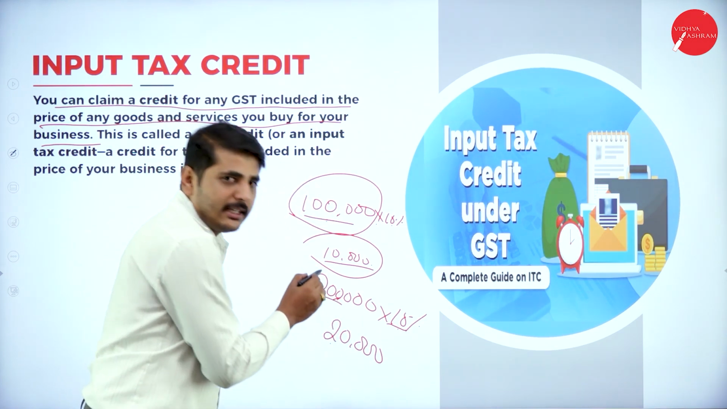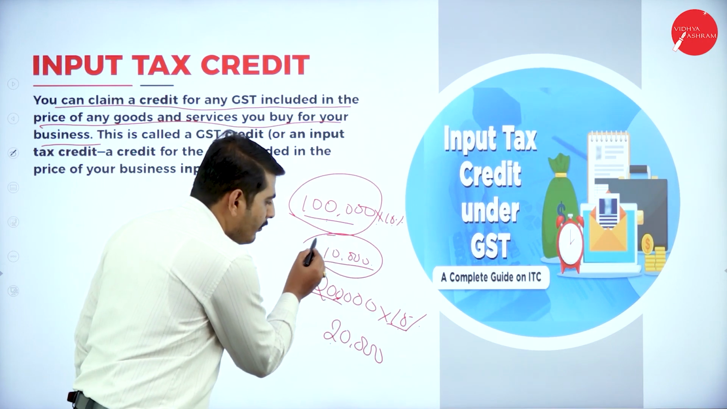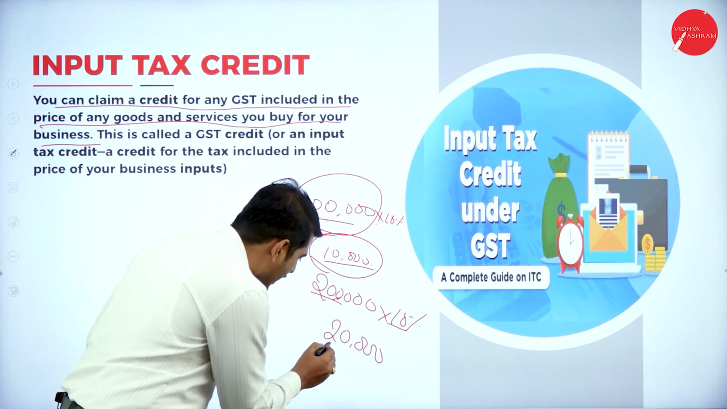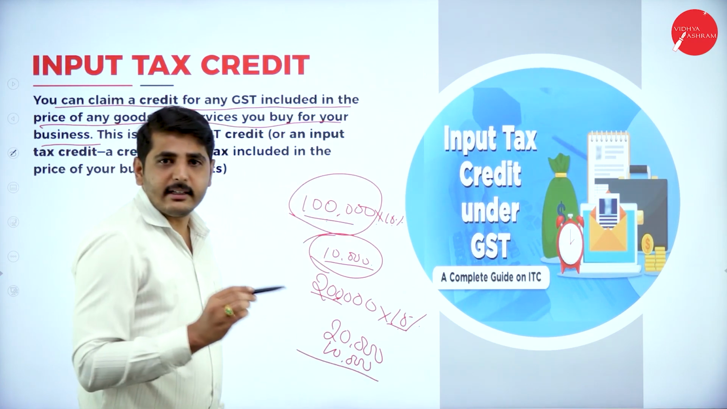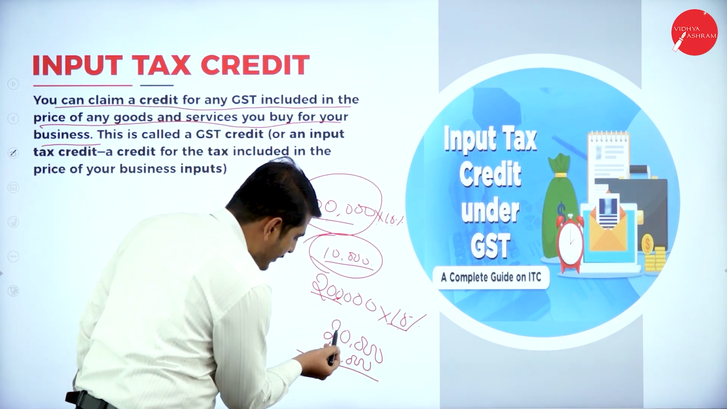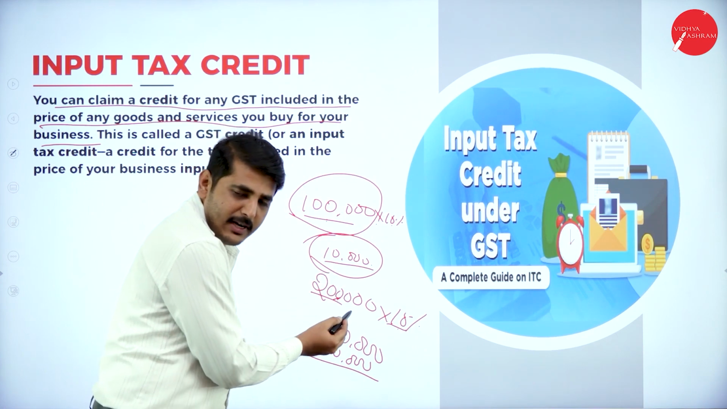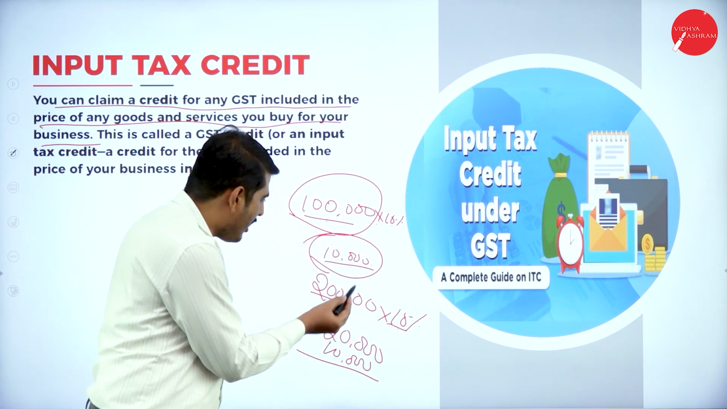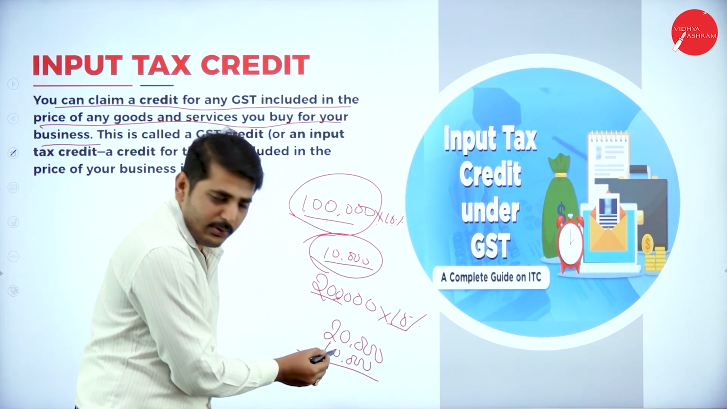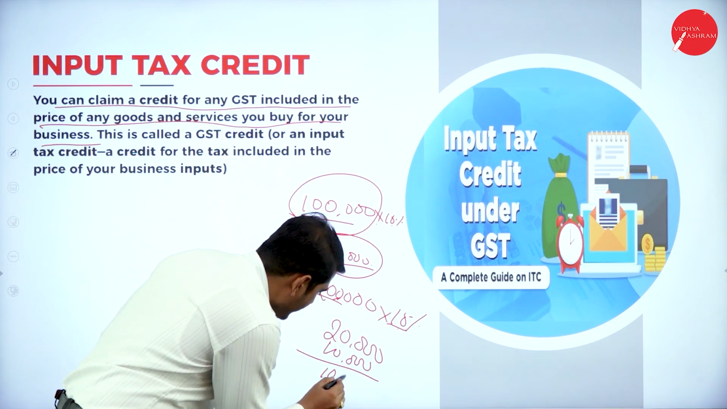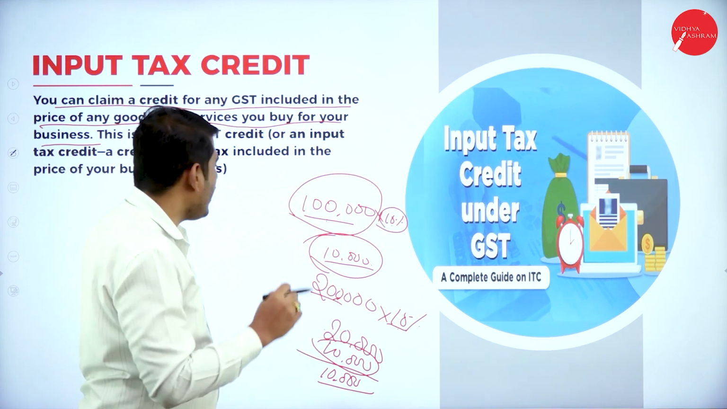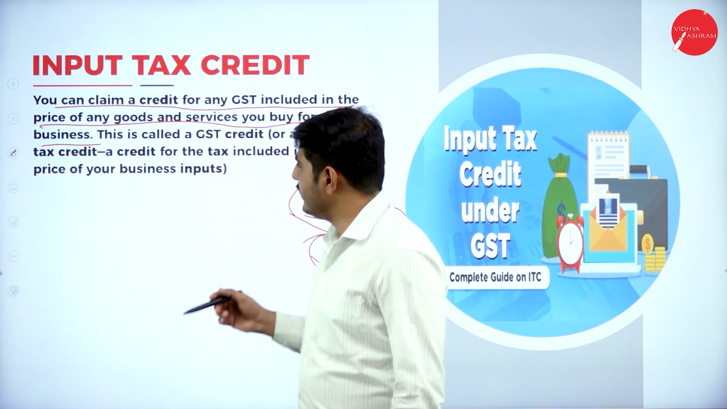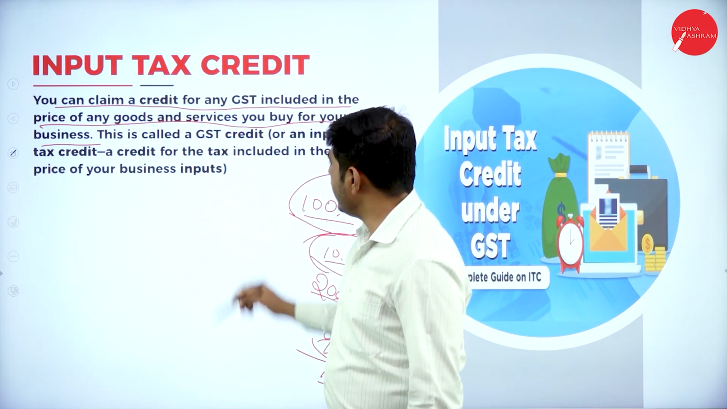Out of this 20,000, I have already paid tax of rupees 10,000. I will get credit. This 10,000 will be deducted from the total tax payable. Total tax payable is 20,000. Out of 20,000, already I have paid the tax of 10,000. Remaining 10,000 I have to pay. This is called input tax credit. So, how to calculate these things comes under input tax credit.